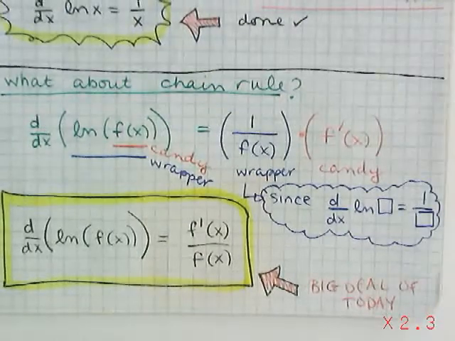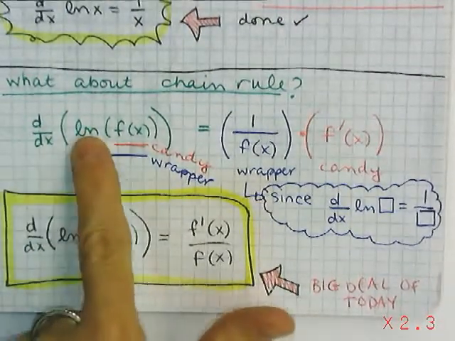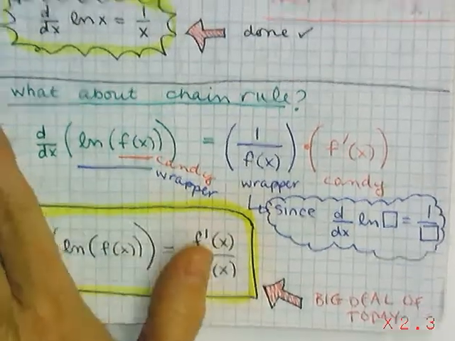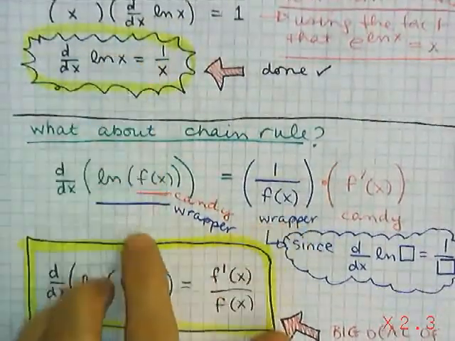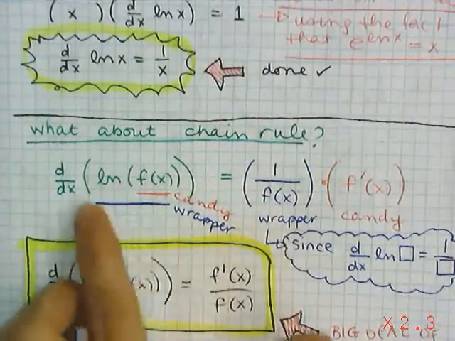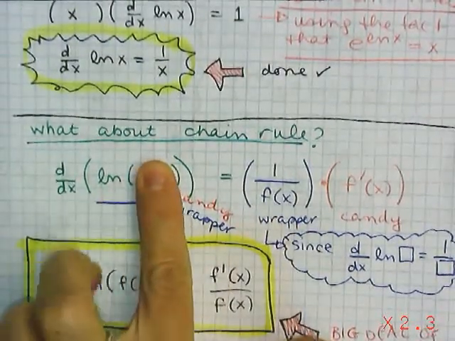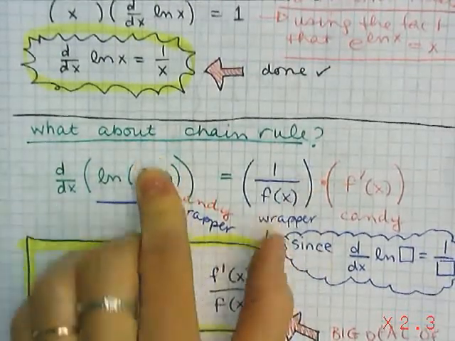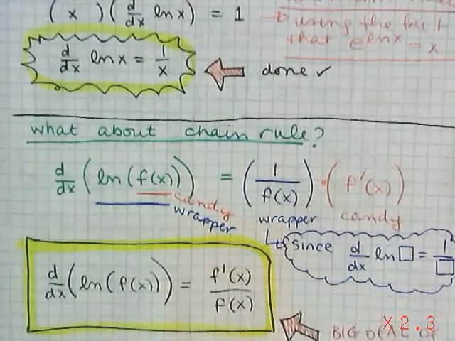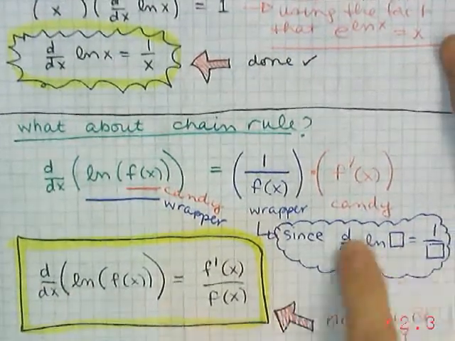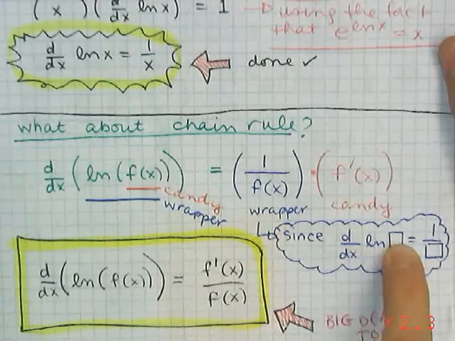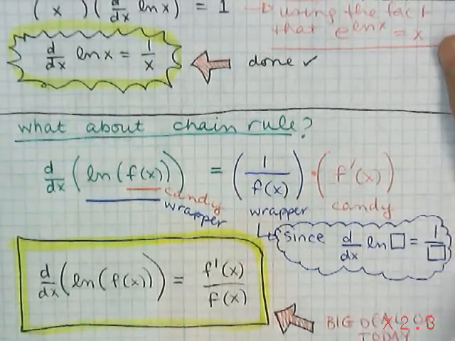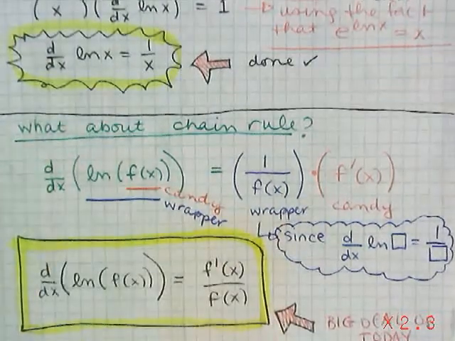And what about the chain rule? The derivative of ln, not of x, but of f of x. Candy wrapper. Going from here, it's the derivative of the wrapper, which is, if I put my chubby finger here, the derivative of ln of something is 1 over that something, and then times the derivative of that something. So that's what I have here. Derivative of ln of box is just 1 over box, times the derivative of box.